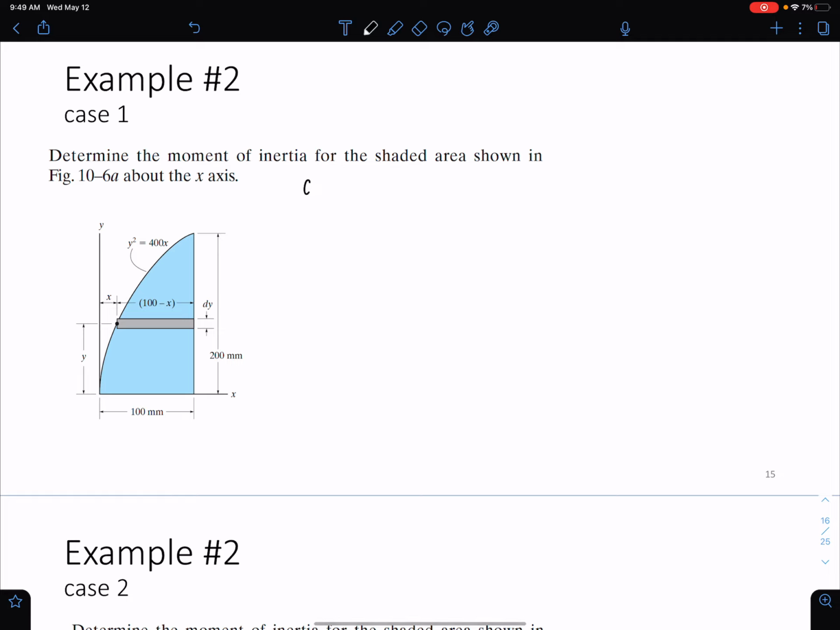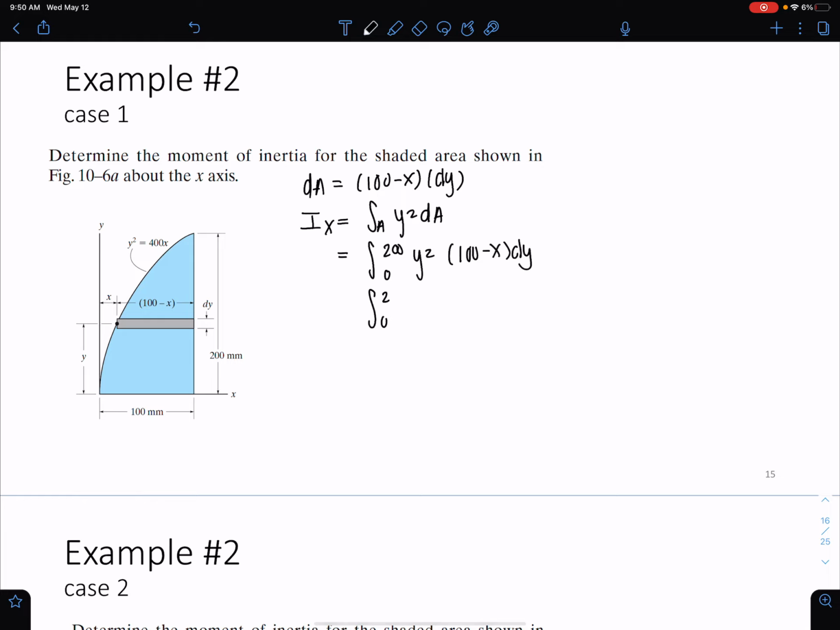Okay, this differential area dA is equal to 100 minus x, I'm just getting the area of that shape, times dy, the thickness of the element. So if we plug this into our Ix equation, integrate over A, y squared dA, that's our equation. Let's plug everything in now. We get Ix is equal to the integral from 0 to 200, 0 all the way to the boundary of y, so all the way over that element, y squared times 100 minus x dy. And now we need to further simplify this so that it looks like an integral that we can actually solve.